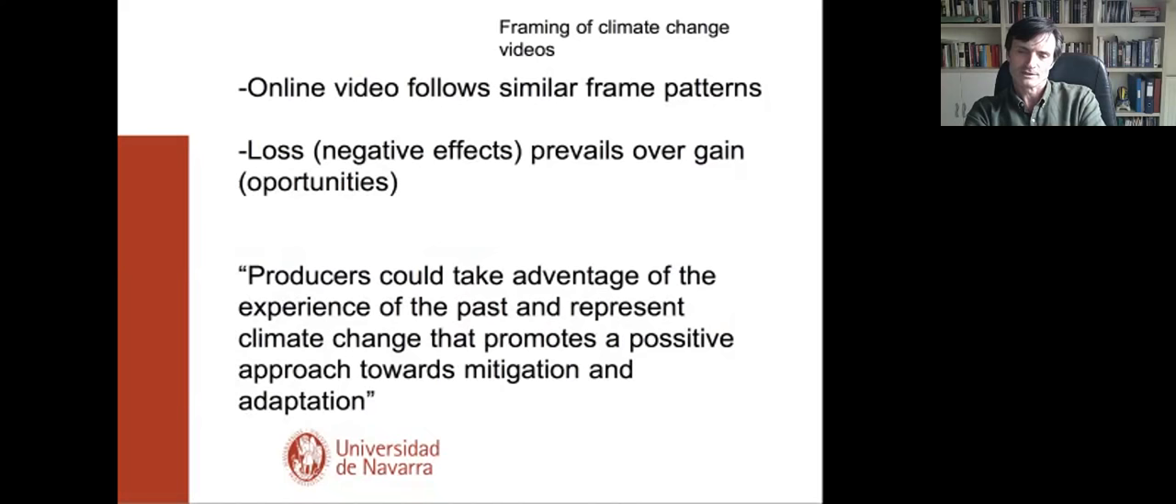Online videos follow very similar patterns of framing to those used by the media. So the loss frame prevails. And then again, this gives an opportunity for producers. We know this doesn't really work very well to engage people. So why not produce more videos that present the positive approach towards mitigation and adaptation?